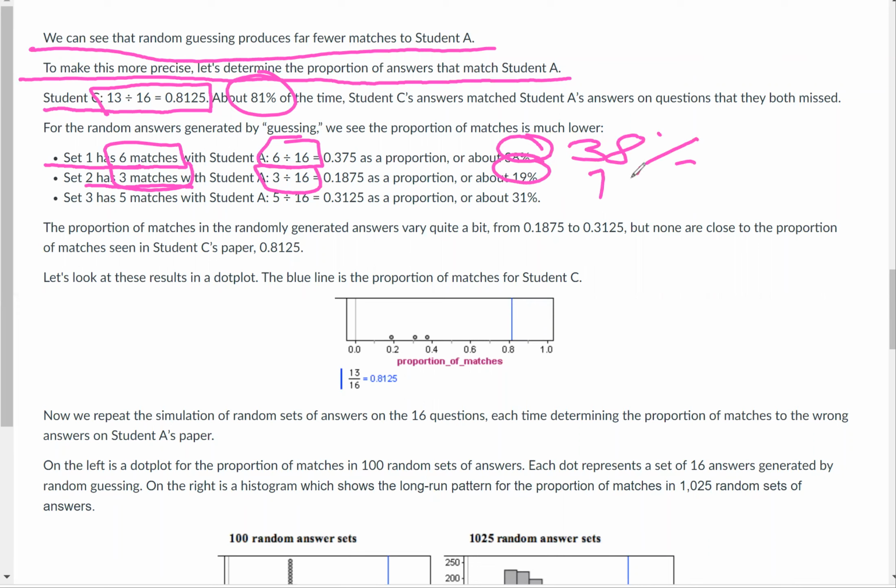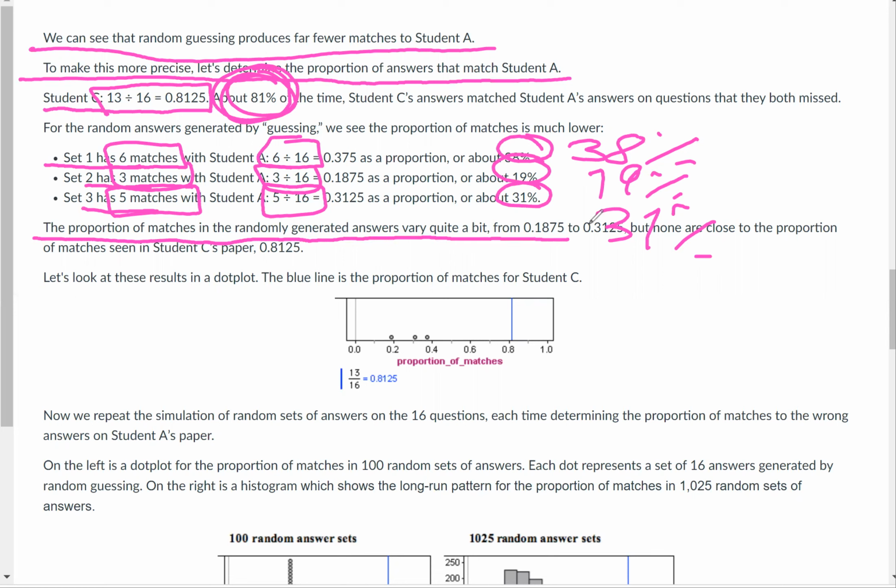38%, 19%. And then the third time, there were 5 matches, like we counted. 5 out of 16 is 31%. So those three, 38%, 19%, 31% versus the 81%, that's way different. It's not even half. We haven't even gotten halfway there when we tried the 3 random simulations. The proportion of matches in the randomly generated answers varies quite a bit, from 0.1875 to 0.125. But none are close to the proportion of matches seen in student C's paper, 0.8125.